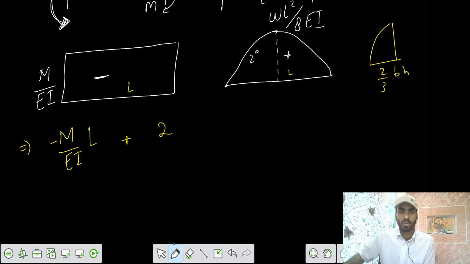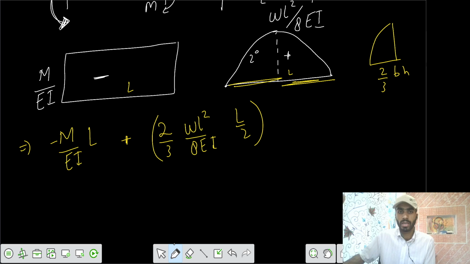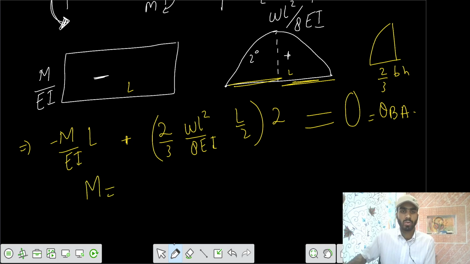So we can write 2 by 3 of WL square by 8 EI into length of L by 2, and we have this L by 2 and this one also L by 2. So we can write it twice. So this overall value should be 0 because our theta BA was 0. So finally you can calculate that M comes out to be equal to WL square by 12.